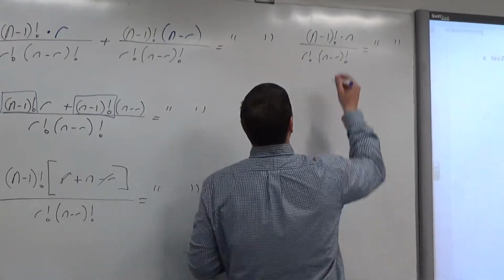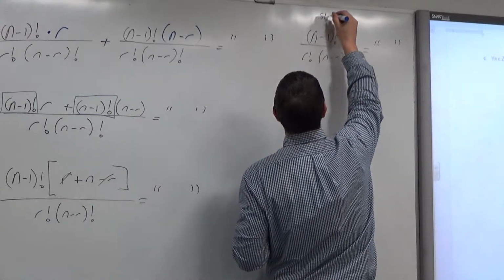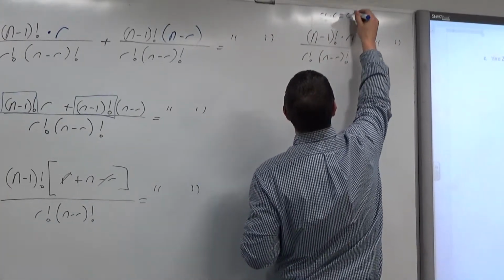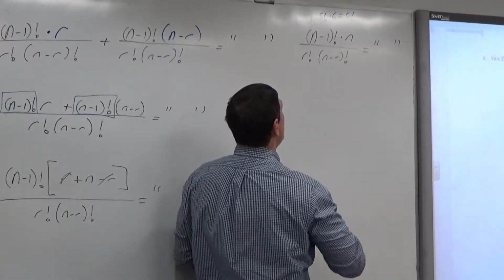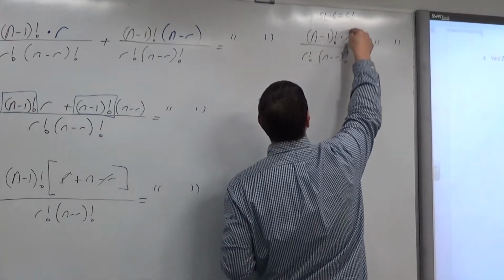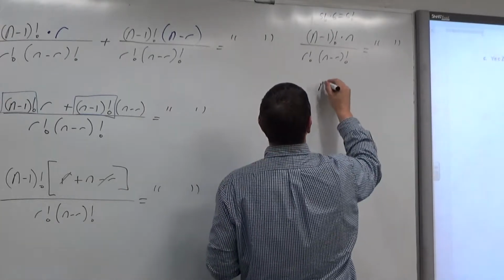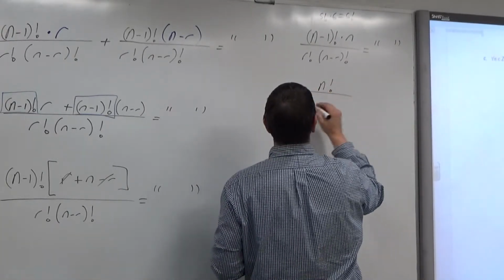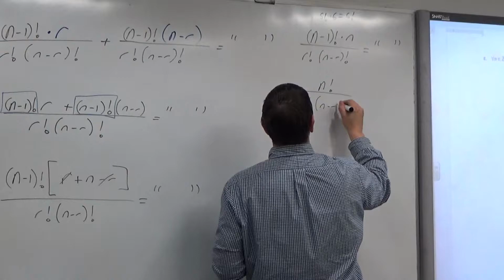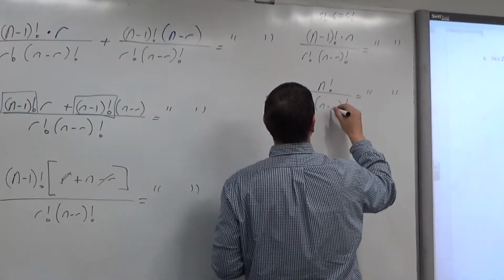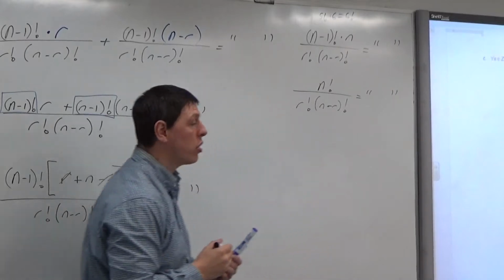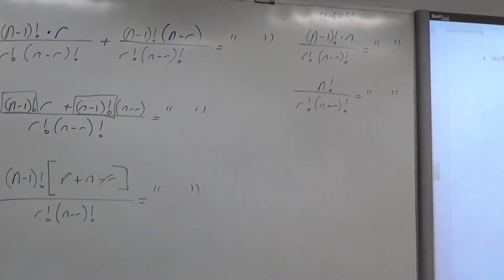This would be like if I had 5 factorial times 6, which is actually equal to 6 factorial. It's the same idea. You have one less factorial and the next factor up. So this is n factorial over r factorial, n minus r factorial. That looks good. That's the very definition of a combination, right?